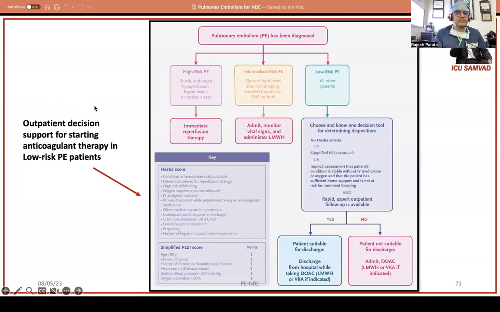Again, it is an outpatient decision support algorithm for starting anticoagulant therapy in patients who are low risk. The Hestia score includes whether the patient is hemodynamically unstable. Any one of the Hestia criteria being present counts toward the score: patient considered for reperfusion, high risk of bleeding, oxygen supplementation required, and so on and so forth. PESI we have already seen.